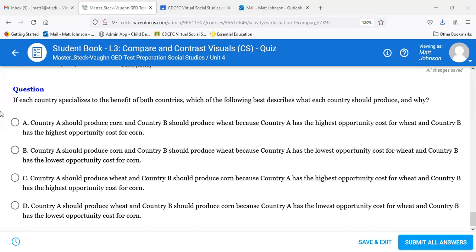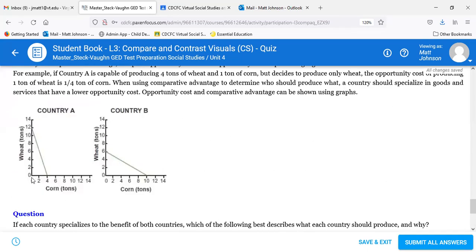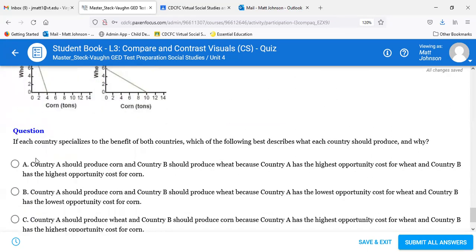Is it A? It's D. You want the lowest opportunity cost for the product you're producing. So country A, the lower opportunity cost is to produce wheat, right? Because they can produce more wheat for the same amount of money that they can 4 tons of corn, right? So 12 for wheat, 4 for corn. Lower opportunity cost there. That's the way to think about it.